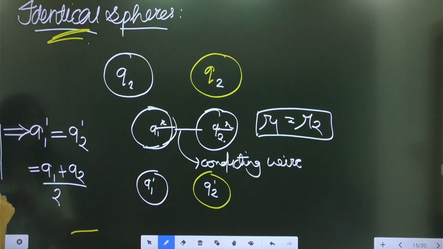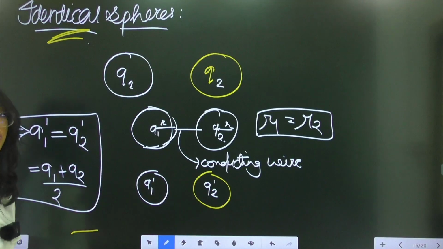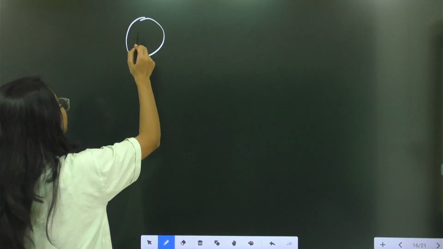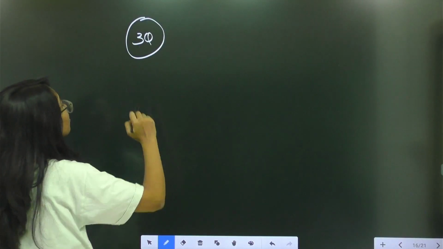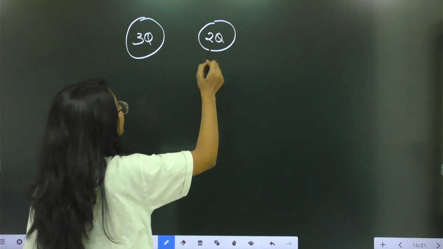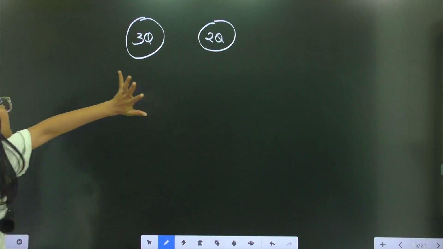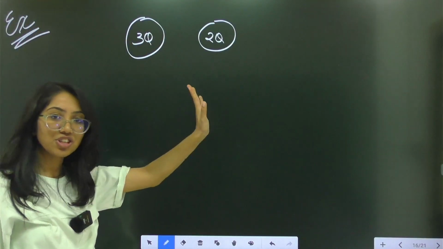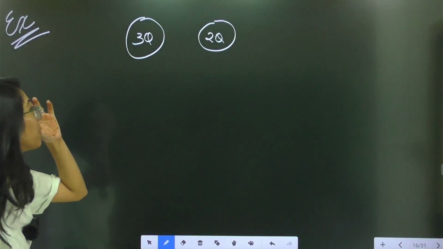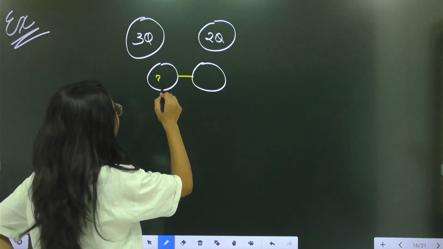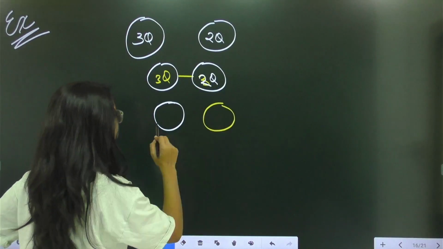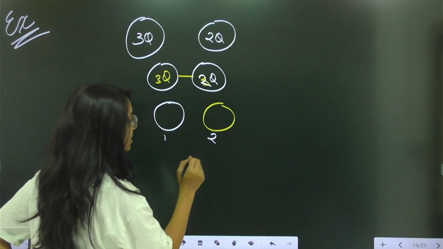Okay, this will be the formula if you want to find the charge after we remove it. For example, suppose there is a sphere 1 with 3q charge and a sphere 2 with 2q charge. This is an example. What are we going to do? We're going to connect it with a conducting wire. Now after we remove it like this, what will be the charge in sphere 1 and what will be the charge in sphere 2?